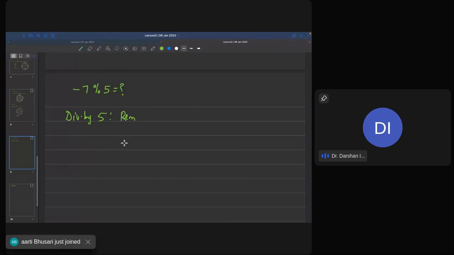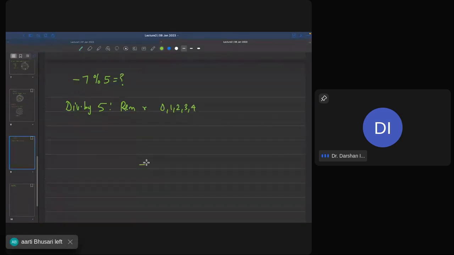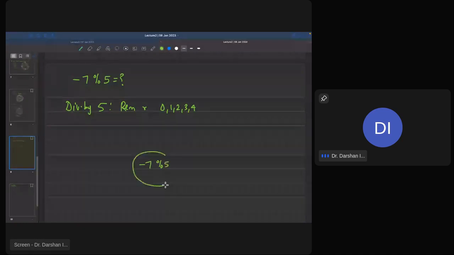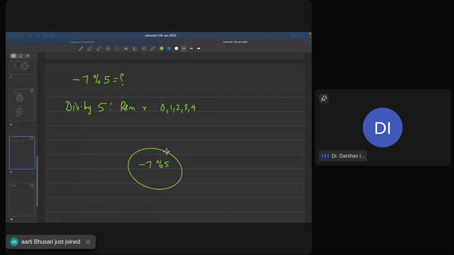So here, the idea is, what I do is, remainders are what? Right, 0, 1, 2, 3, 4. I write minus 7 modulo 5. And I want to write 0, 1, 2, 3, 4.